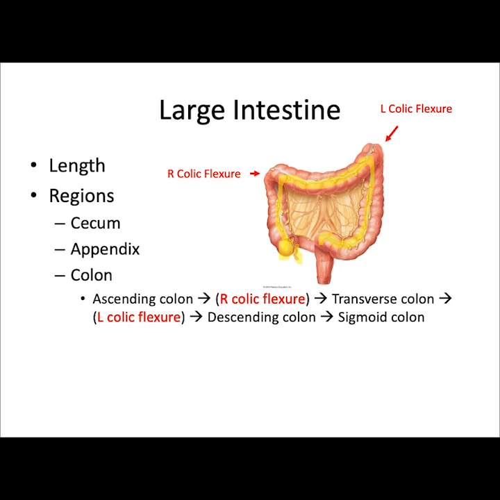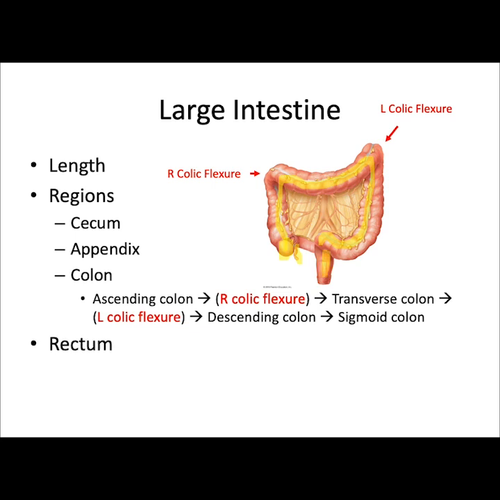There is a 90-degree angle when the ascending colon feeds into the transverse colon, which goes across the abdominal cavity. That 90-degree angle between the ascending colon and transverse colon is called the right colic flexure. When the transverse colon feeds into the descending colon, there is another 90-degree angle called the left colic flexure. The descending colon then moves into the sigmoid colon.